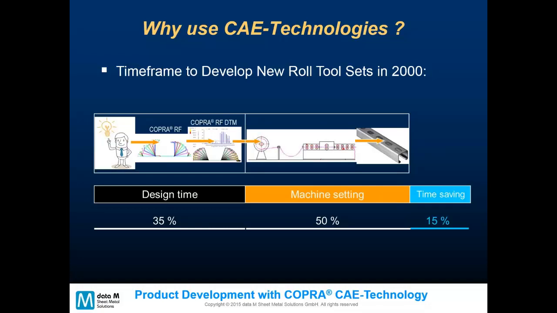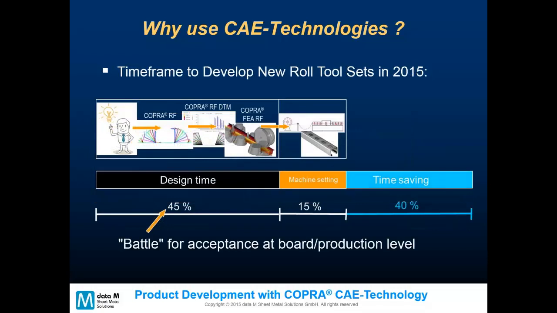Now if we consider modern day, so the situation now in 2015, it's quite common now to use tools like Copra FEA RF for analysis and verification of that roll tooling. And of course it's quite obvious to see here there's an increase in design time now, which is always the battle for acceptance with the board and the production teams within an organisation. Clearly, because we're now telling them we're going to extend our design time and not reduce it.